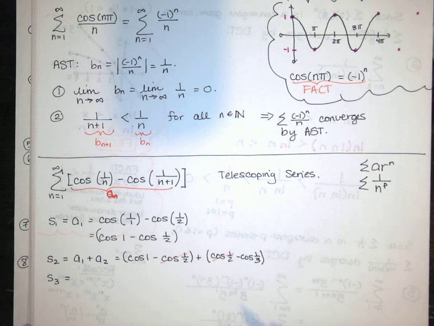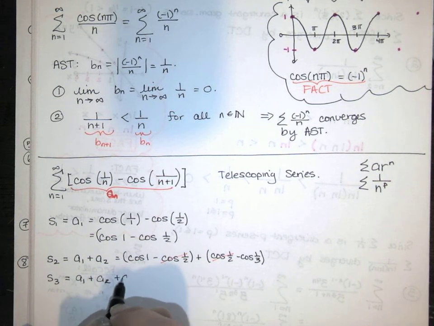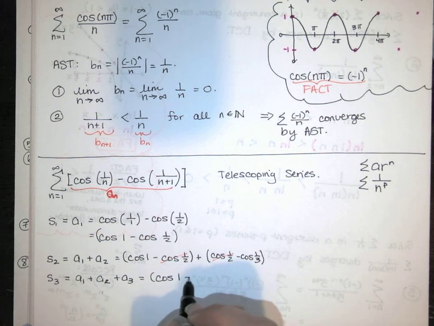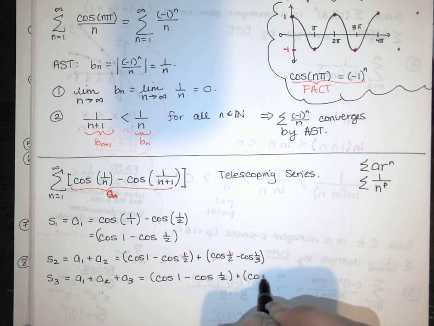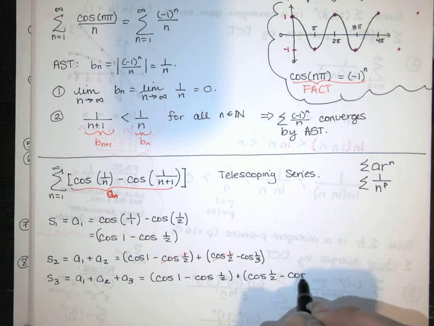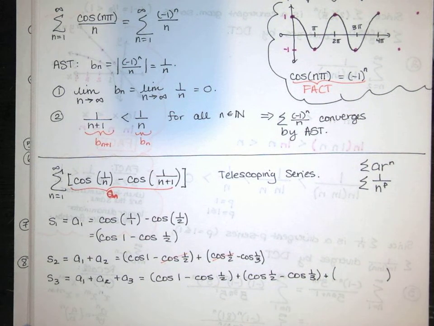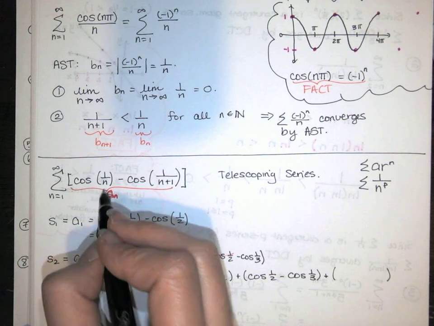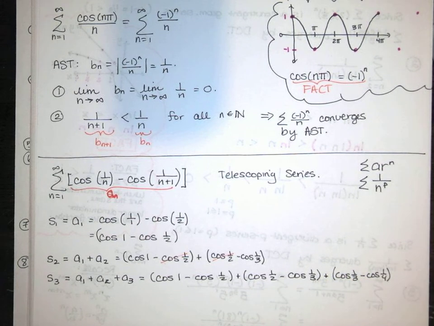So we'll just keep going. s sub 3 is the sum of the first three terms. The reason I'm doing this is I'm trying to figure out what the pattern is. So I write down my a sub 1 plus a sub 2, which I did on the last step, and then the next thing I do is add in a sub 3. So I replace n with 3 in this, which gives me cosine of 1/3 minus cosine of 1/4. And we simplify.